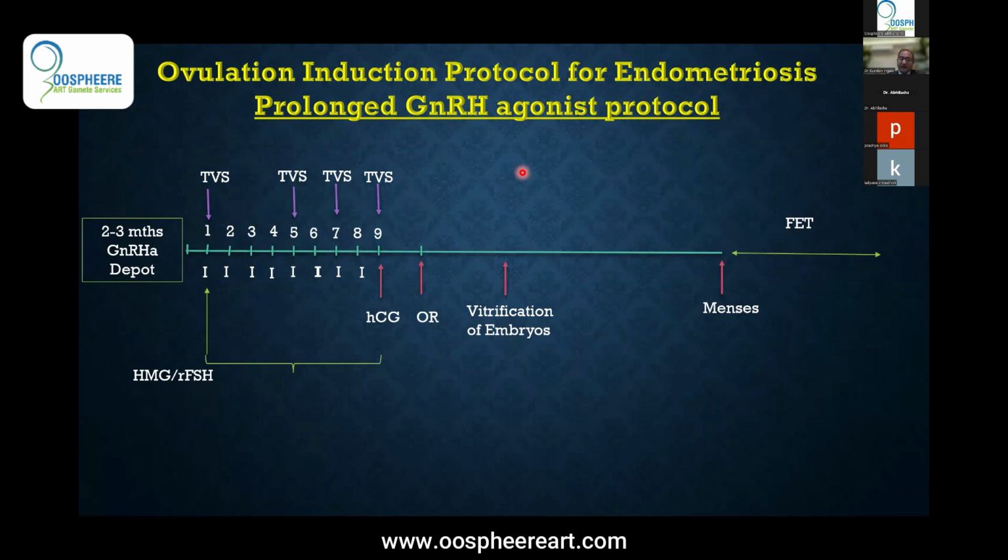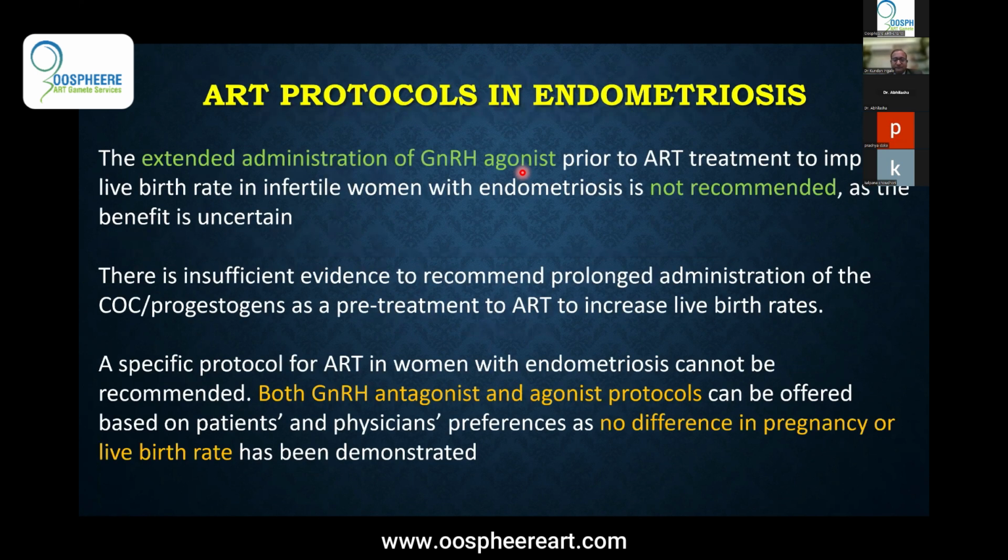Here again, the most common disadvantage is that if it is an agonist depot downregulation protocol, your only choice of trigger is hCG. You cannot use an agonist trigger in an agonist downregulation protocol. Please keep it in mind, otherwise mistakes typically happen in these cycles.